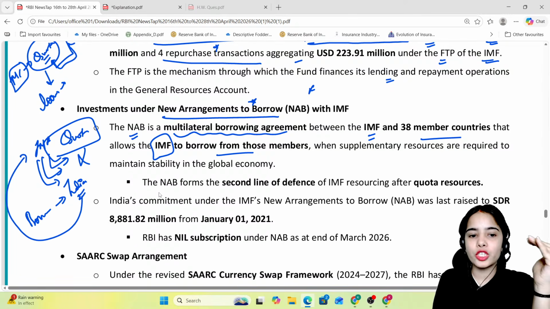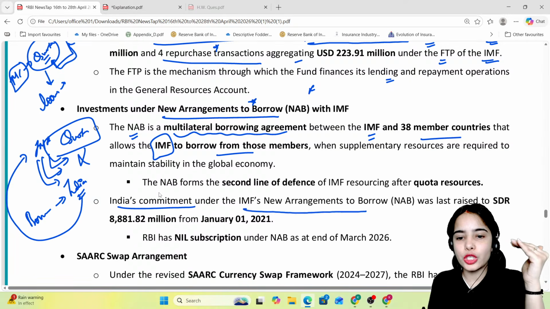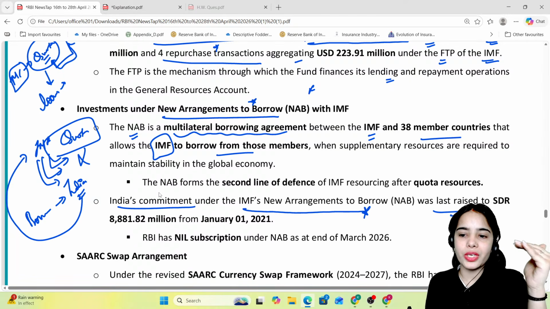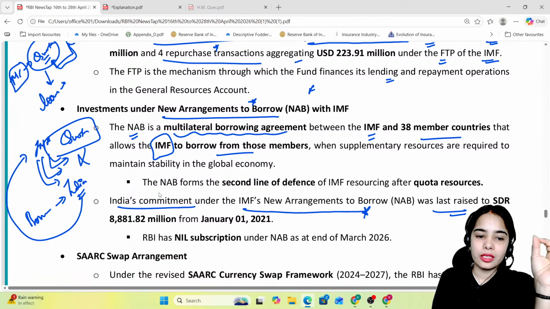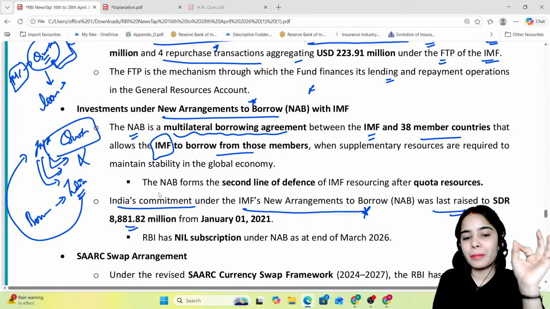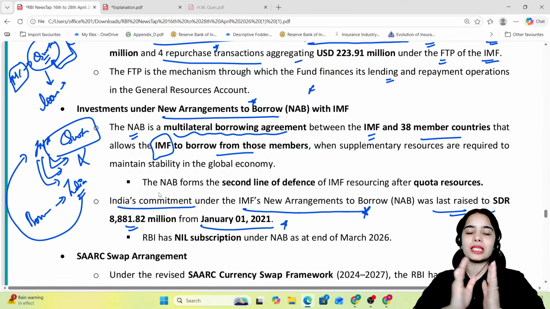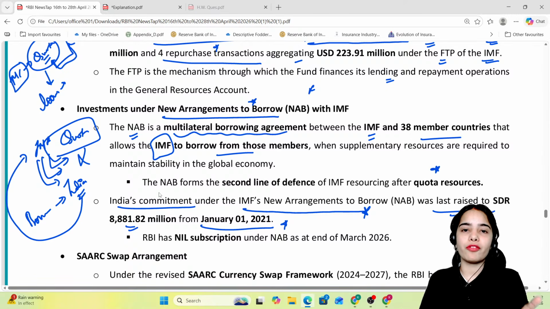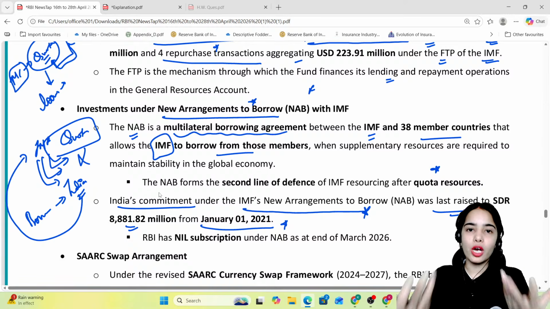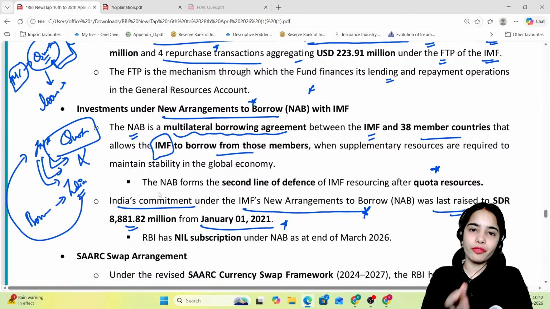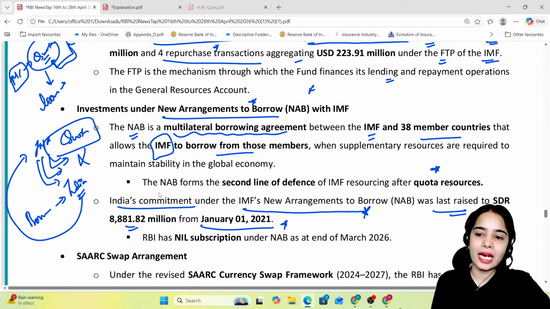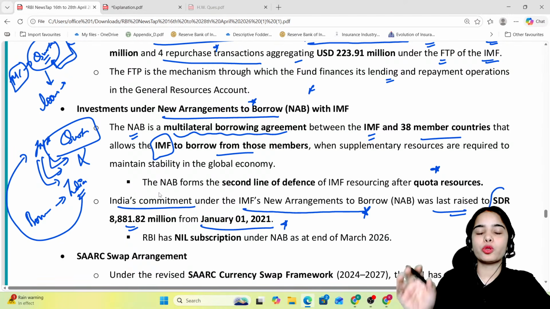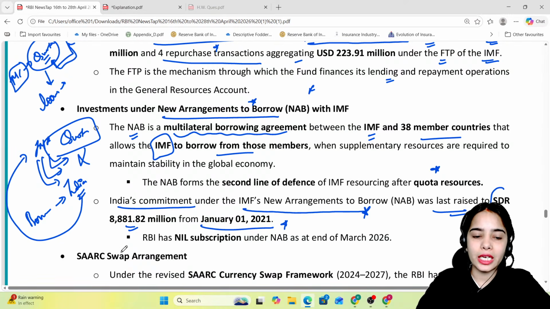So the IMF also has an agreement with India that if the IMF needs, the IMF can borrow from India also. Okay. So India's commitment under the IMF's New Arrangement to Borrow was last raised to SDR 8,881 million from January 1, 2021. So remember that this is the arrangement between India and the IMF, that if the IMF does not have enough of the quota resources, and if the IMF wants, India will lend the money to the IMF. And how much will India lend? That is up to SDR 8,881 million.